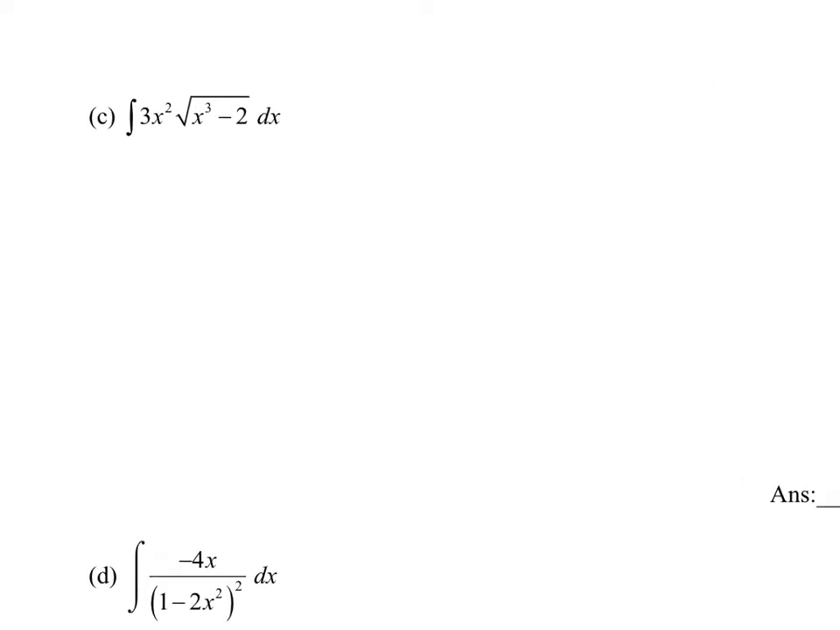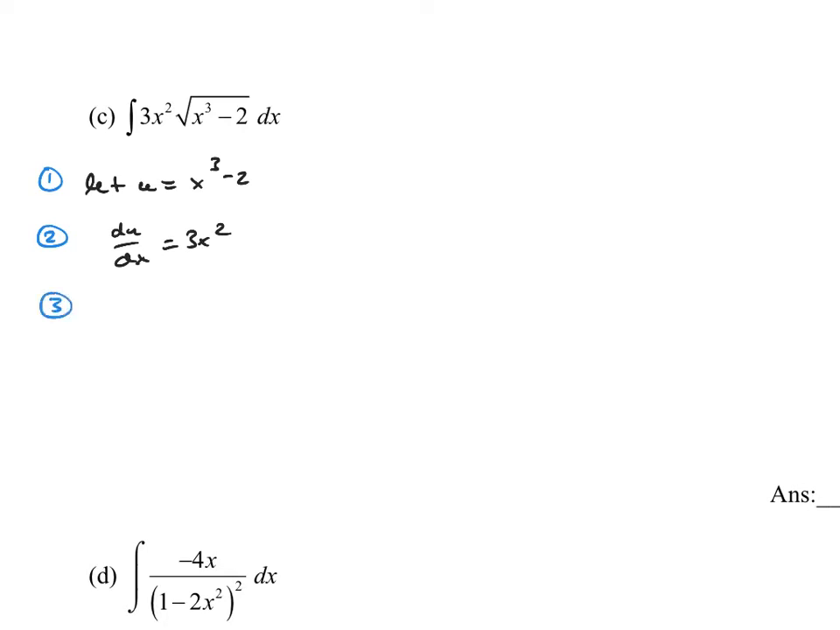Okay, let's continue on to part C, which is the integral of 3x squared times the square root of x cubed minus 2. Again, this is a classic u substitution problem. So we're going to let u equal whatever the inside is. In this case, it's x cubed minus 2. Step 2, we're going to take the derivative of both sides. We end up with du dx equals the derivative of x cubed minus 2, which is 3x squared.